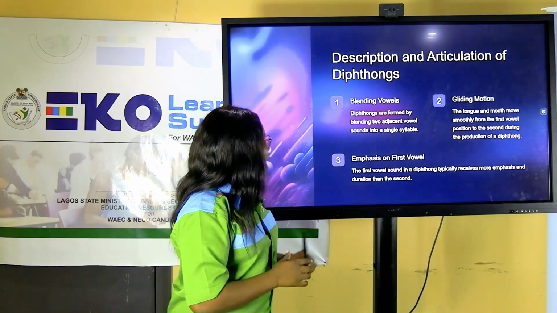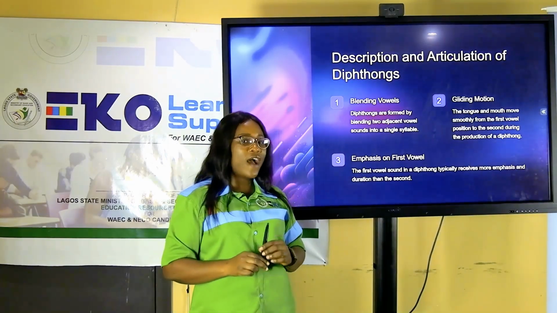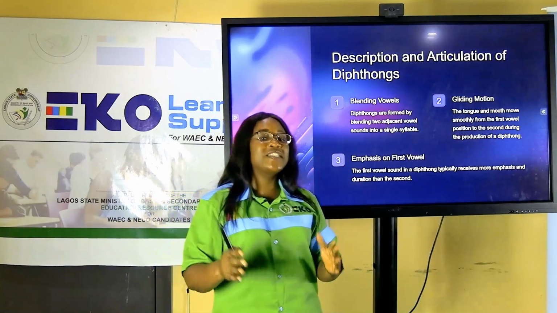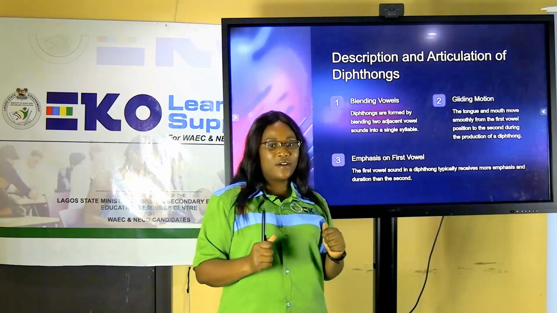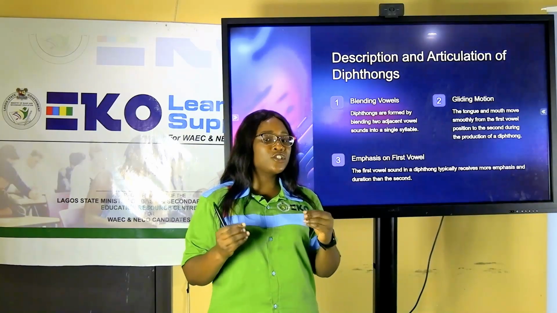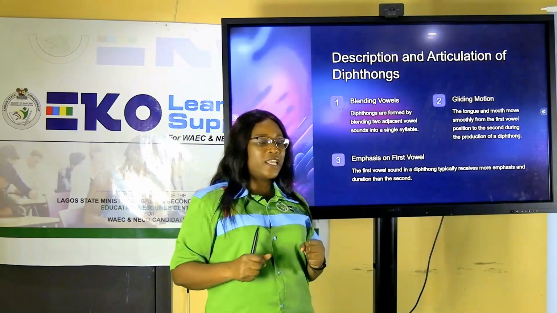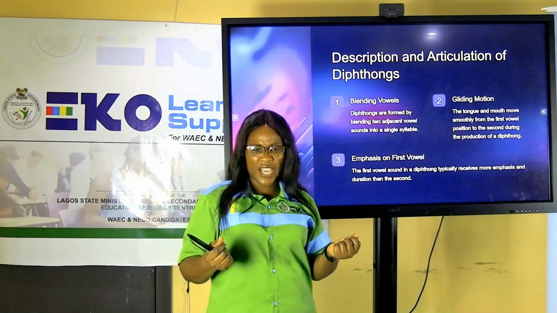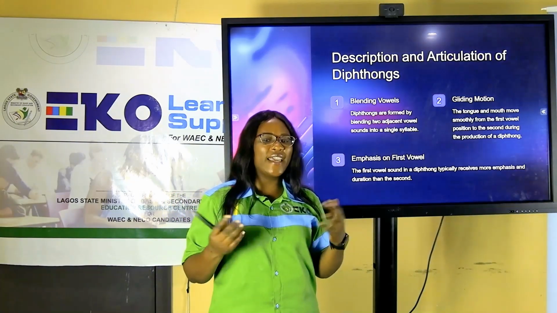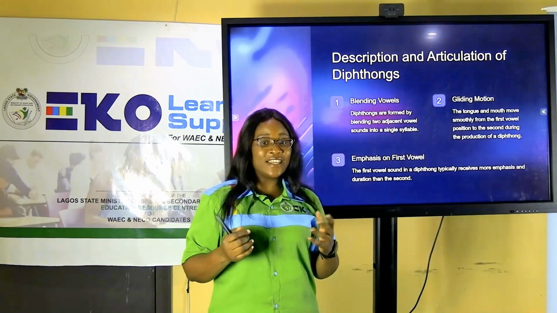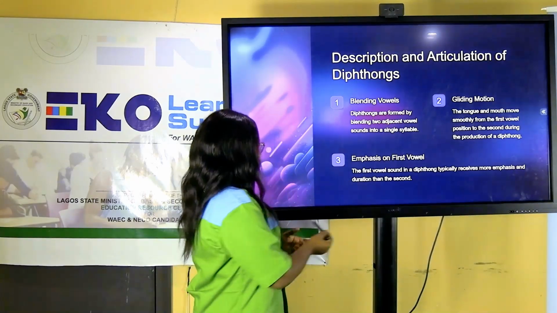The third is emphasis on the first vowel. When diphthongs are produced, there is emphasis on the first vowel sound, which means in the production of diphthongs, the first vowel sound is more prominent. For example, again, we can still look at the sound /aɪ/. The first part is louder than the second, of course, as you can hear it.